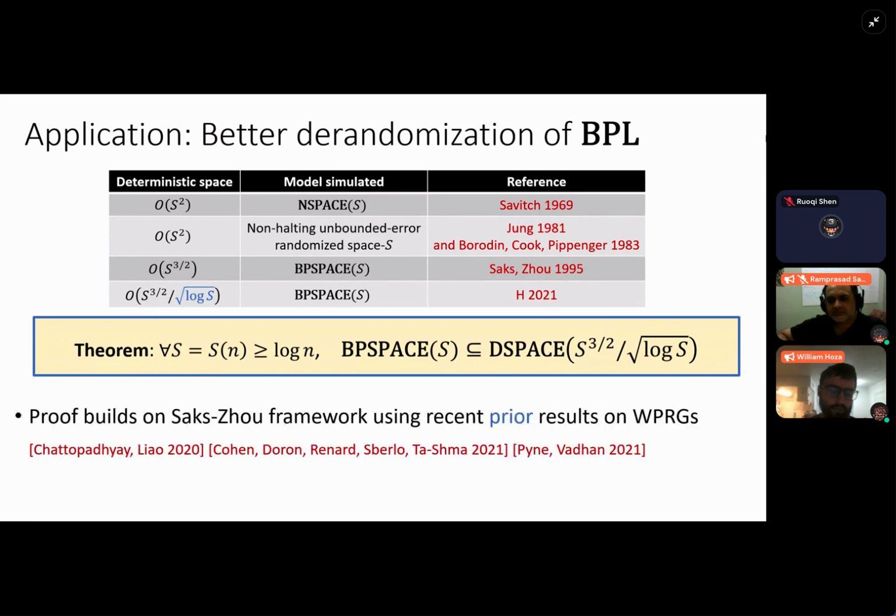The proof of this theorem uses the Sachs-Zhou framework, their algorithms, and then combines it with some of this recent work on weighted pseudorandom generators. And I want to emphasize that it actually only requires recent prior results on weighted pseudorandom generators. So for this application, it's not actually necessary to use this last incremental improvement in the constructions of weighted pseudorandom generators.